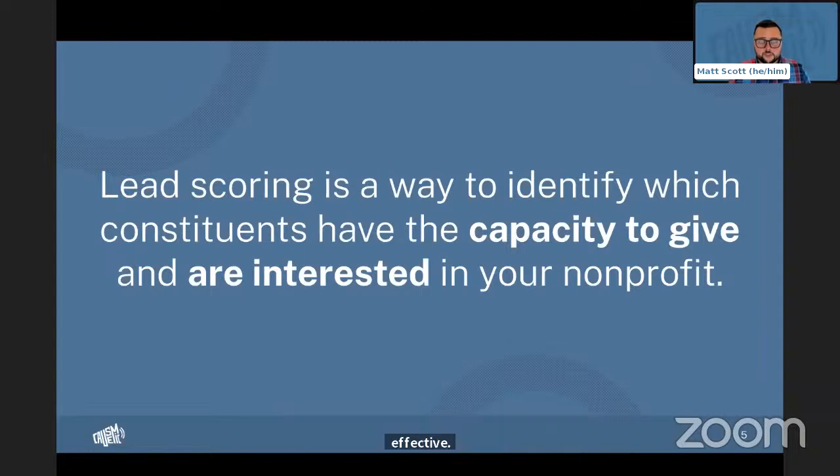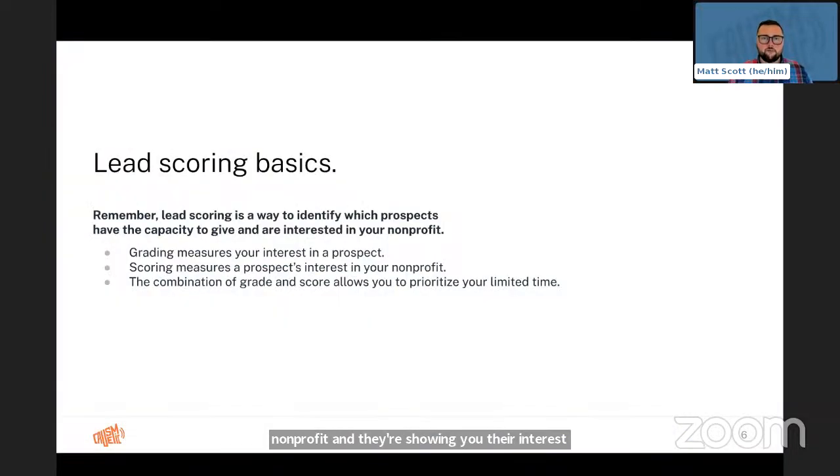I want to go over exactly what lead scoring is and how you can set it up. In the simplest terms, lead scoring is a way to identify which constituents have the capacity to give and are interested in your nonprofit. Those two criteria have to be met in order to have a really solid score. Again, it's which constituents actually have the capacity to give, they have the money, they have the time to volunteer, and they are interested in your nonprofit, and they're showing you their interest through their behaviors.